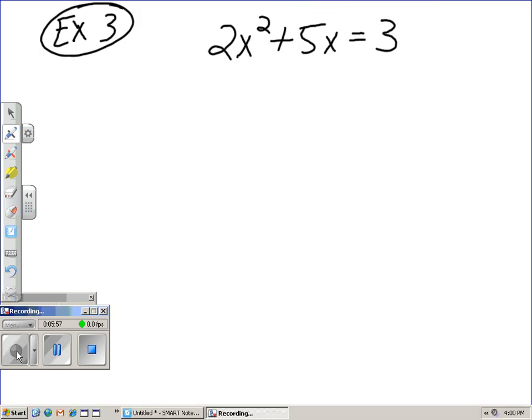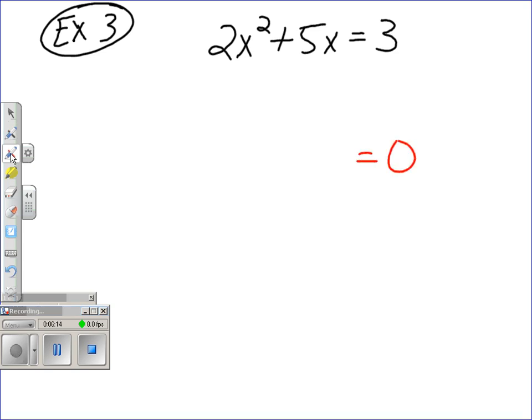Here's an example for number 3 on your homework. 2x squared plus 5x equals 3. Now remember, on that problem we just did, it equals 0, and that's important. To use the zero product principle, your expression needs to equal 0. So what we need to do is we need that to be a 0. That means that 3 has to go away.